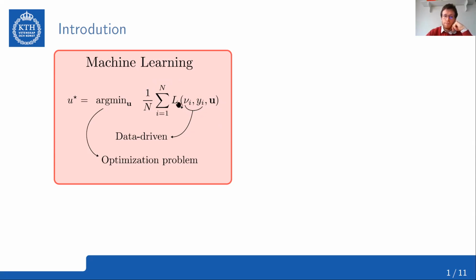So this cost function is data driven because mu i and yi are known. The yi are the measurements and the mu i are the input parameters, and u here is the variable that is optimized on. All along the talk, when a letter is in bold, that means the optimization is made over this letter, just to simplify the writing. So this is an optimization problem from a data-driven perspective.